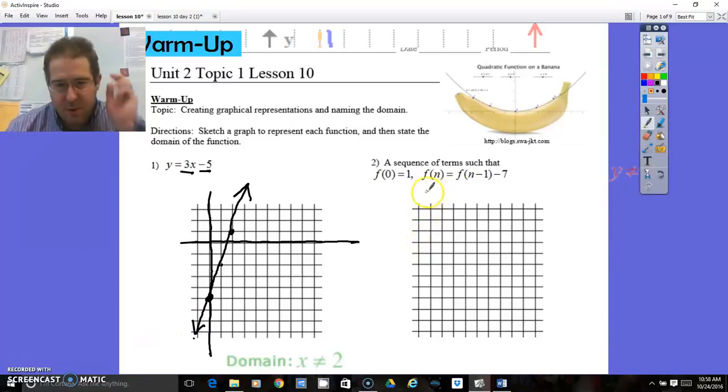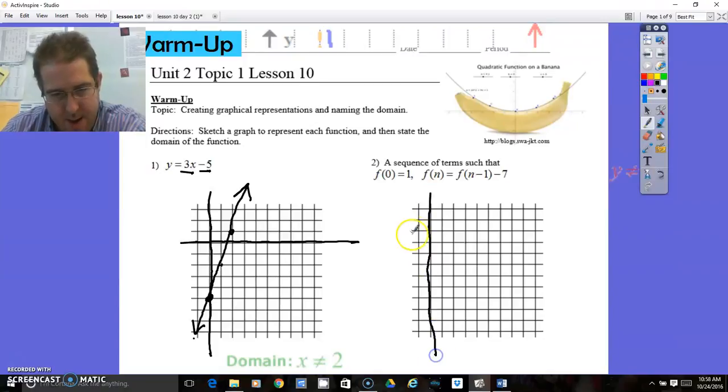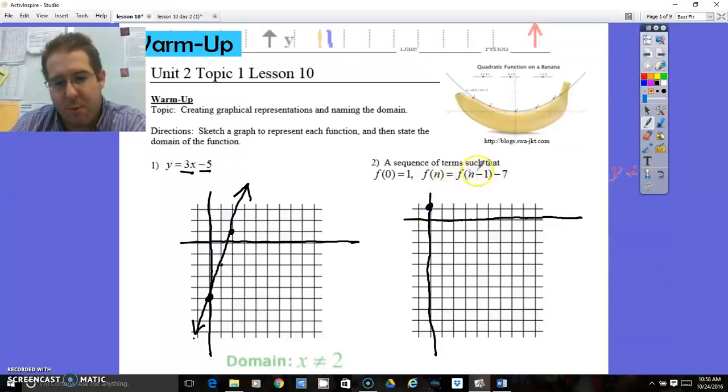So for the next question, this is what we call a recursive formula. Hopefully we've covered that. And this means that it's going to start at 1. That's your starting point. The 0th term is 1. And then to find any number after that, all you have to do is take the previous number and subtract 7 from it. So I'm going to put my axes way up high this time, because the first number is 1. That's easy to graph right there. And then the next term is 1, 2, 3, 4, 5, 6, 7 below it. All right, so there's what that function looks like, a straight line.